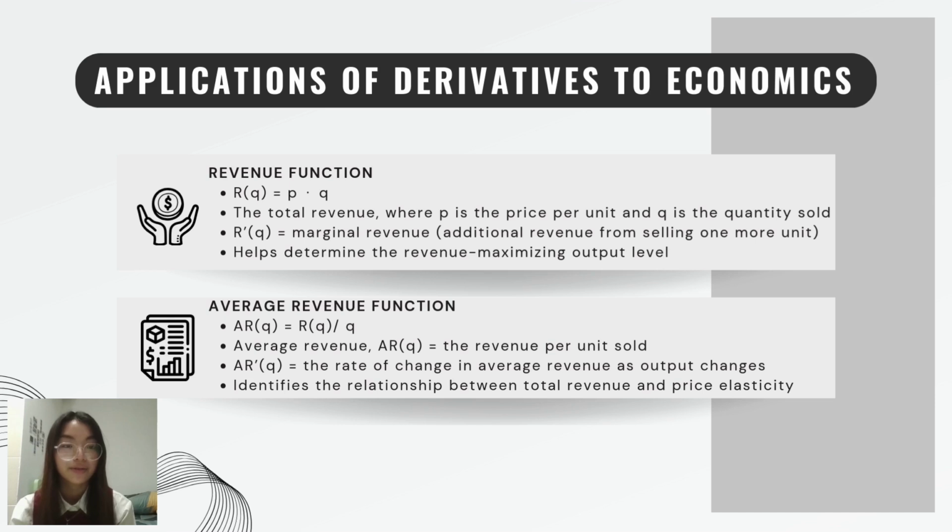And then we have the average revenue function, and the formula is the revenue function divided by Q, which is the quantity of goods. And the derivative of the average revenue is the rate of change in average revenue as output changes. This identifies the relationship between total revenue and price elasticity.